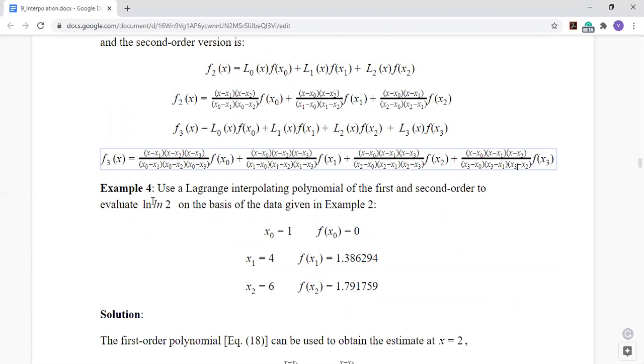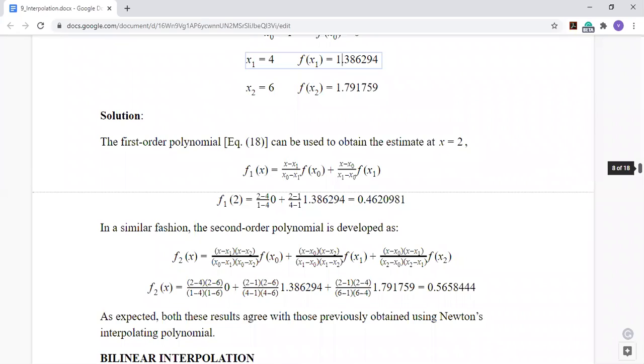So the first method was the Newton's divided difference. So we are going to use the Lagrange polynomial for the first and second order to estimate ln 2. These values are given to us in the question. So we want to use the first order Lagrange and second order Lagrange. This is the formula for the first order Lagrange. Simply putting all these values, which are known and given in the question, you have 0.462.